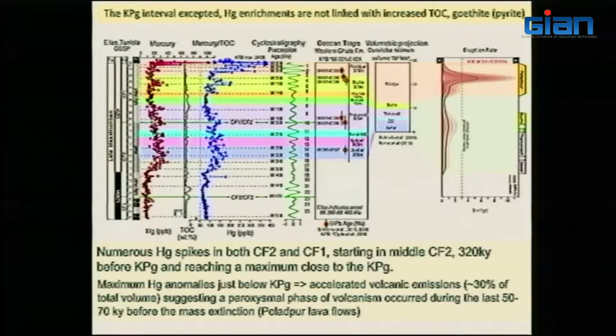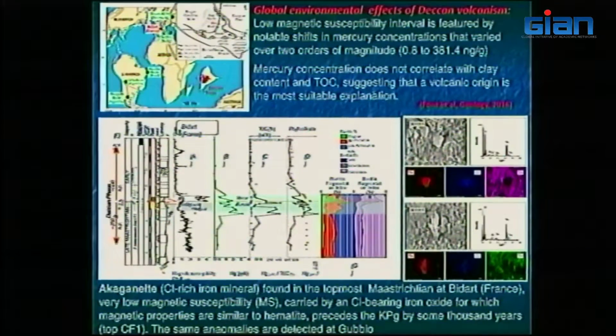And a very important thing here: if you make a calculation of what Poladpur, for example, would release as sulfur dioxide or CO2 emission, it's a lot more than a meteorite. So that's why in a very short period like that, they can make the job without any problem in terms of mass extinction. And this is absolutely very nice data.